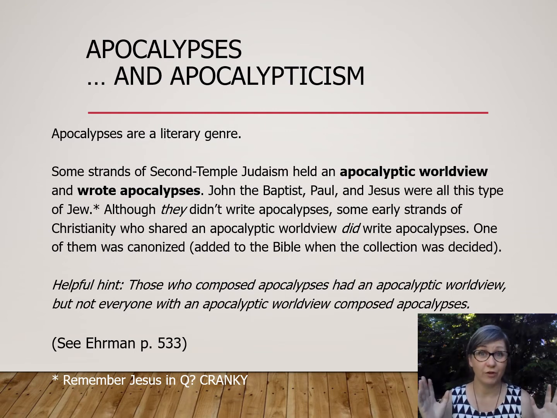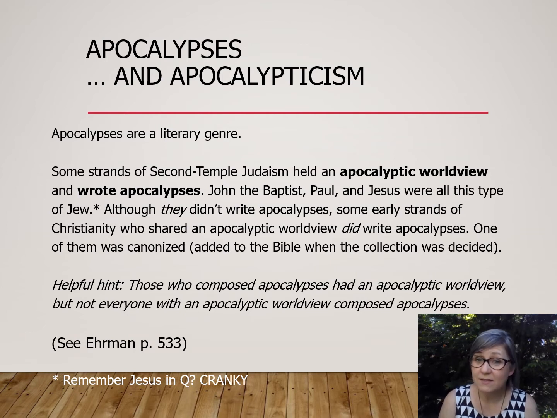Apocalypticism is the worldview that's behind the writers of books like this. Apocalypticism is a collection of assumptions and beliefs that resulted in some people who have apocalyptic beliefs actually writing apocalyptic literature. So some strands of Second Temple Judaism held an apocalyptic worldview and wrote apocalypses. John the Baptist, Paul, Jesus, they were all this type of Jew.